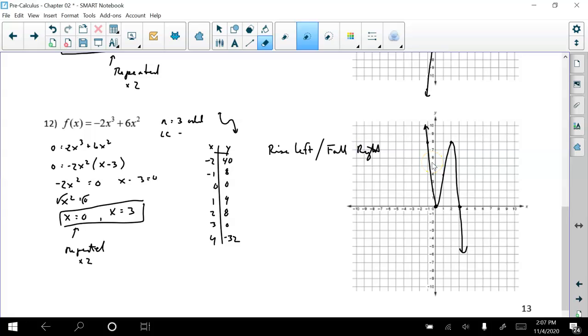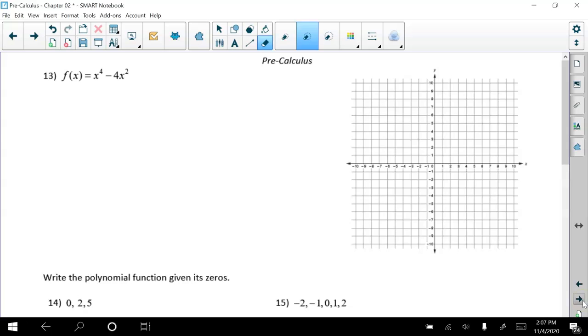Let's do one more graph. So the degree, n, is 4. That's even. Leading coefficient is positive. So it's going to have up to 3 turning points, and it's going to rise left and rise right. That's the basic shape of the graph. So we're going to find the zeros now.